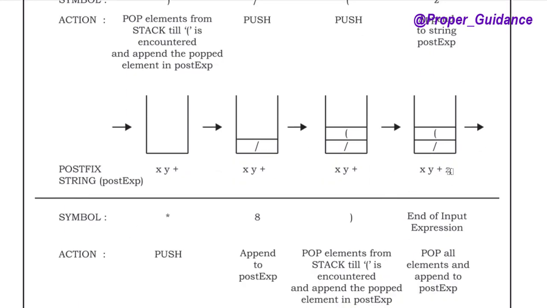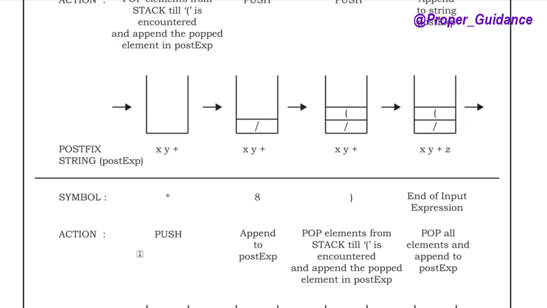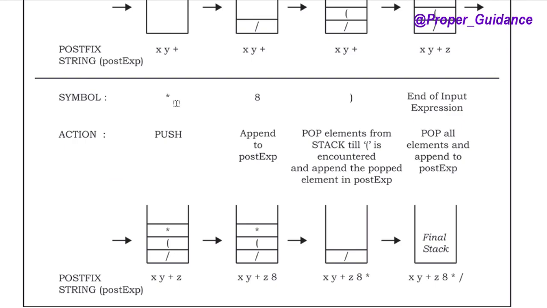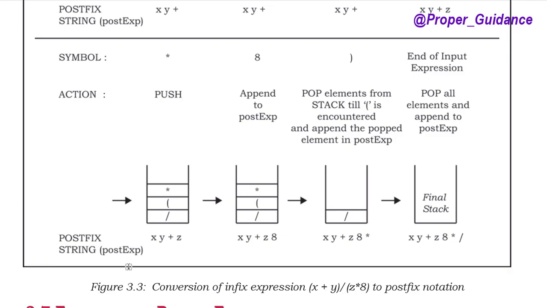You can see now, here is the expression, and after that again there is an operator, that is the asterisk symbol, and then again you have to push it in the stack, and after that here is 8, meaning a string, you have to add it to the post exp, so x y plus z 8. Now when we get the right parenthesis, we have to pop out all the elements from the stack till the left parenthesis is encountered and append the popped elements in post exp.